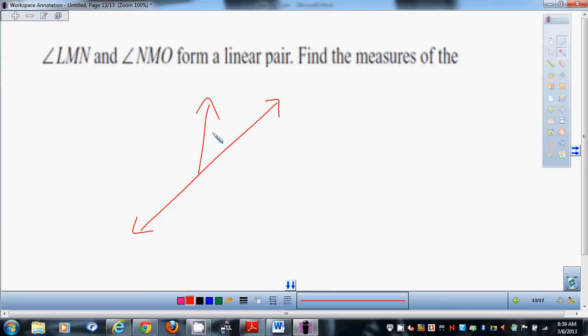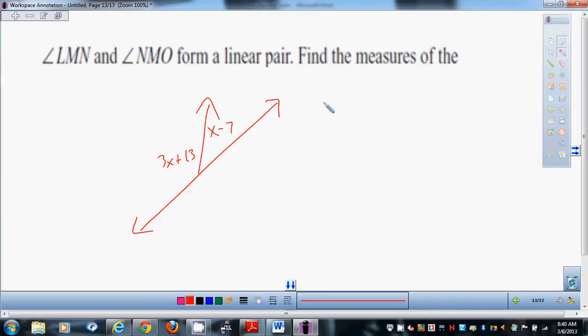Very good. Linear pair add up to 180. So what do I do with this problem, Jensen? Add them. That's right. But what do I set them equal to when I add? Give you a hint, Elon just said it. There you go. Very good. 3x plus 13 plus x minus 7 equals 180.